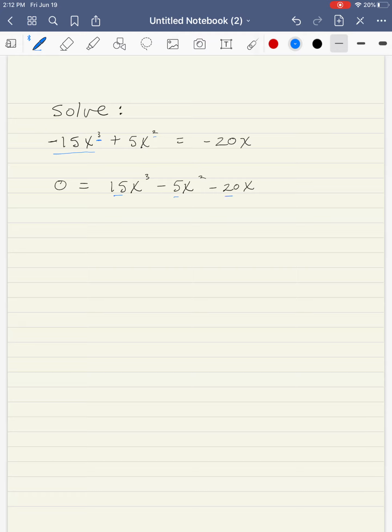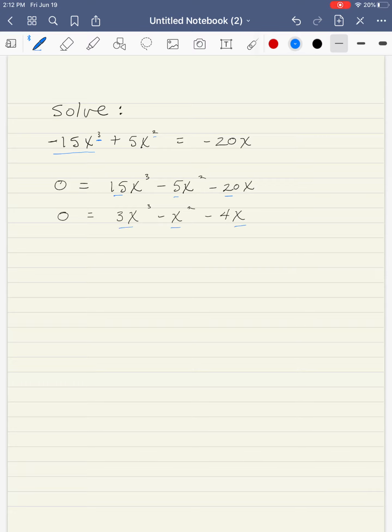Then we look for any common numbers. We have a 15, a 5, and a 20. All of those are divisible by 5, so we can divide out a 5. 0 divided by 5 is still 0. So the 5 divides out and cancels.